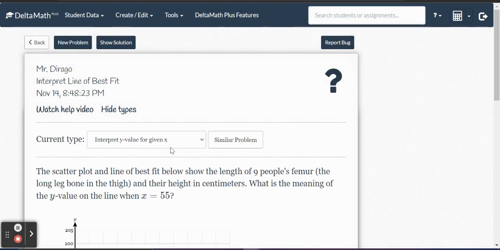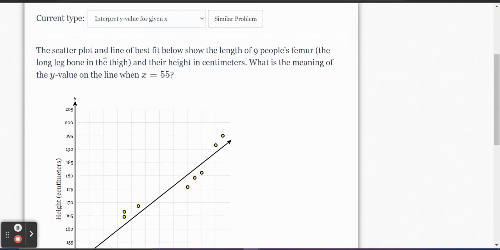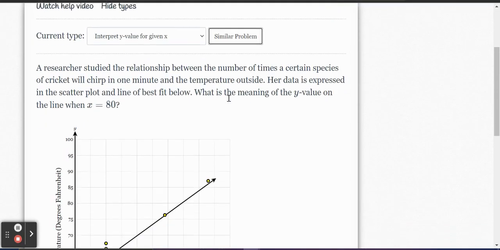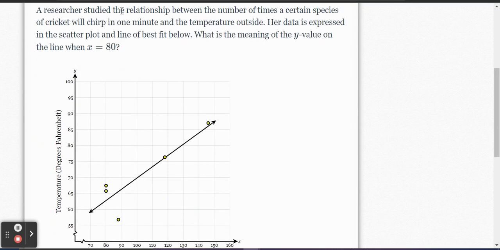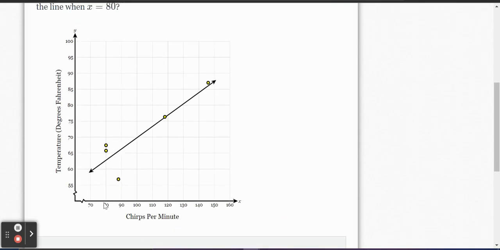All right, let's interpret the y value given the x. We have another femur problem. I don't want a femur problem. Here we go. A researcher studied the relationship between the number of times a certain species of cricket will chirp in 1 minute and the temperature outside. Her data is expressed in the scatter plot and line of best fit below. What's the meaning of the y value when the x is 80? In this data, when you hear crickets chirp, right? You don't hear many crickets chirp in the winter.